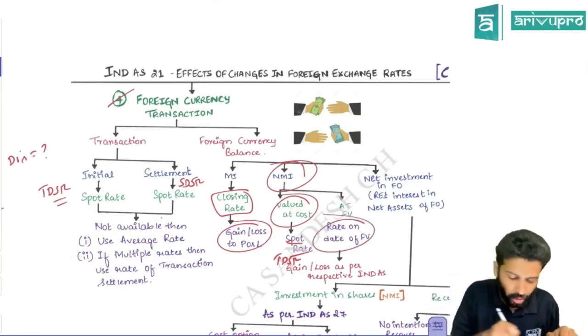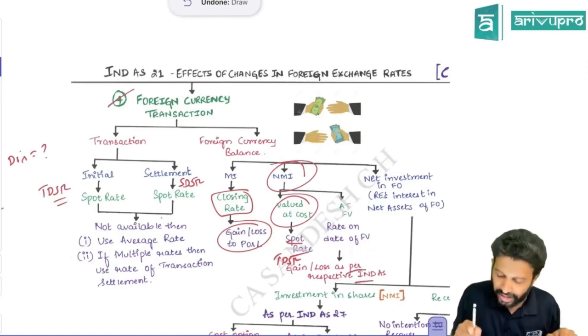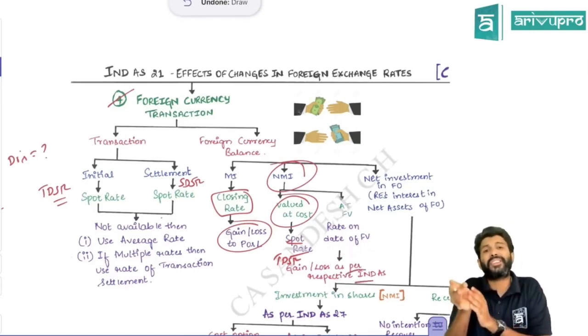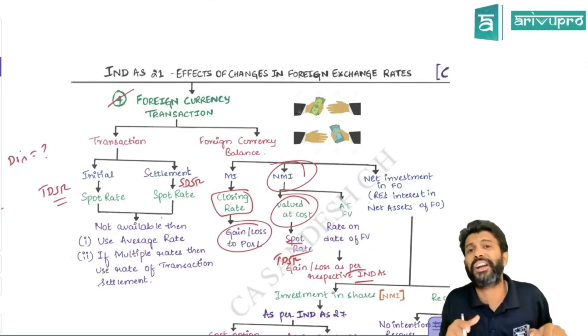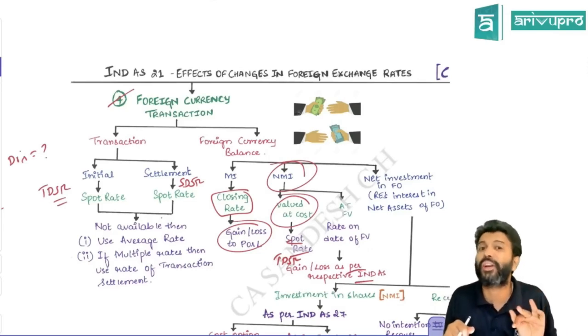That means you will get some gain or loss. Okay. This gain or loss is accounted as per the respective Ind AS. Meaning, what does Ind AS 16 say? If you do a revaluation and if you get a revaluation gain, where will that revaluation gain go to?